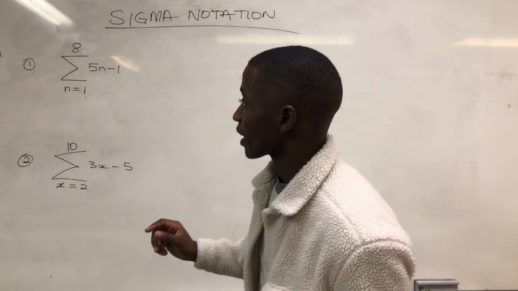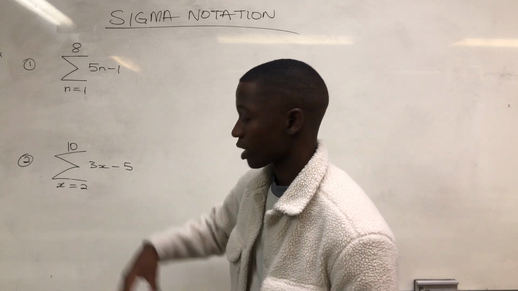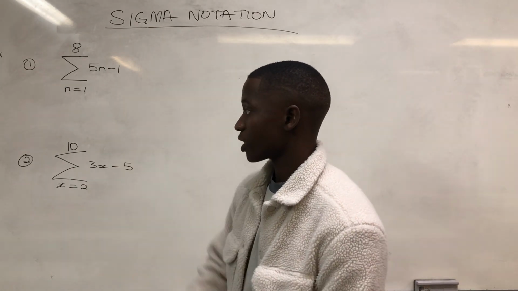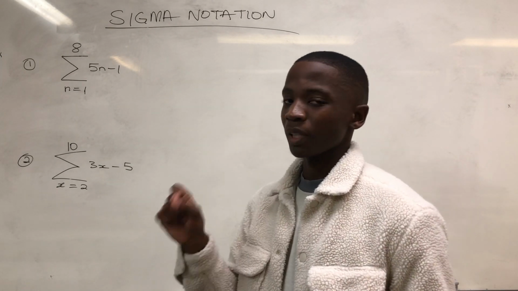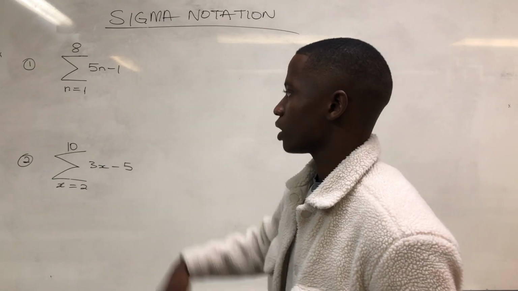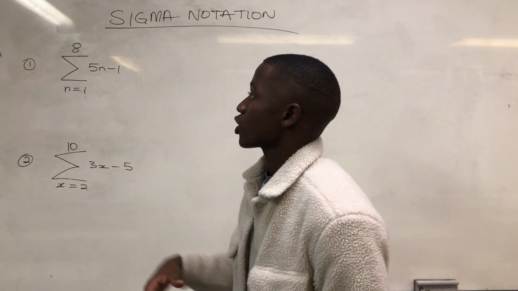While in other cases, for example here, the count starts from 2 and we have 10 terms, meaning that we have skipped 1, so that we have 9 terms. But I'm going to explain that in more depth when we're dealing with number 2. So let's first do number 1.